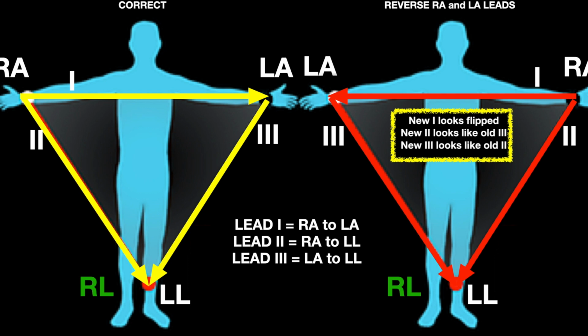Lead 1, if you do that, looks flipped over from the correct way. Lead 2 and lead 3, essentially those tracings switch places. And 3 looks like 2 and 2 looks like 3. That's if you reverse the RA and LA leads. And this is probably the more common thing that you're going to see, because they usually don't mess up the leg lead, at least in my experience. But folks get the right side and the left side switched all the time.